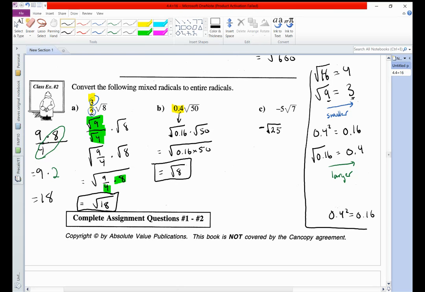So if I can write that nicer. Negative root 25 multiplied by root 7, which is the same as negative root of 25 multiplied by 7, or negative root 175. There you go. That's it, converting mixed radicals into entire radicals.